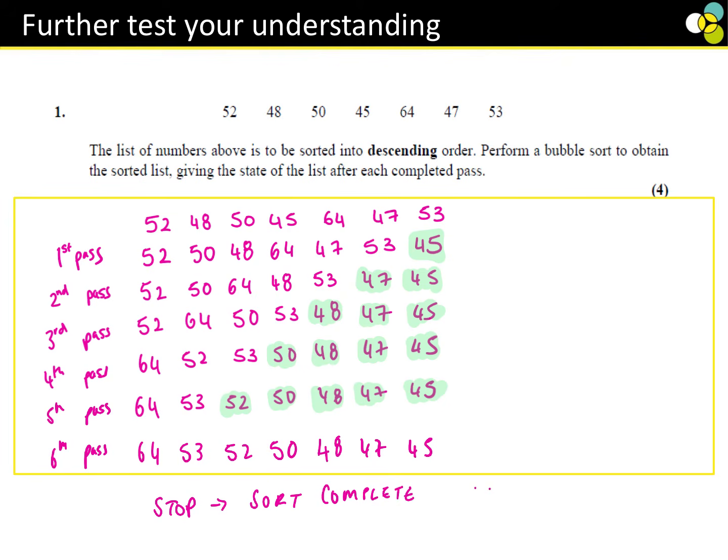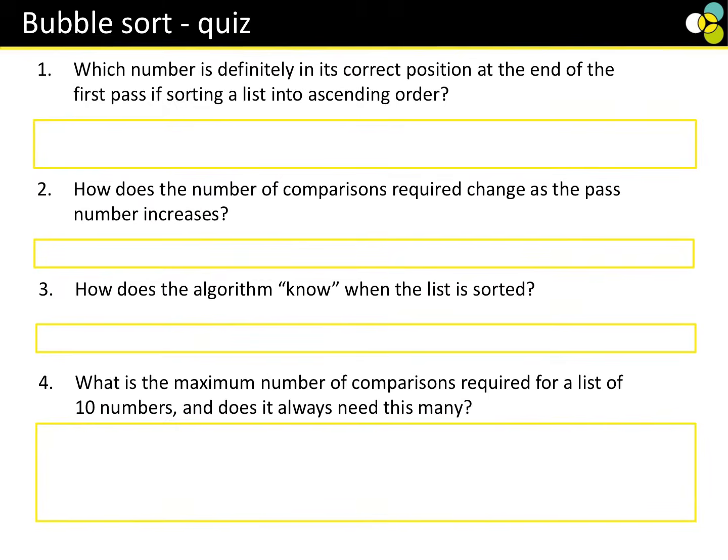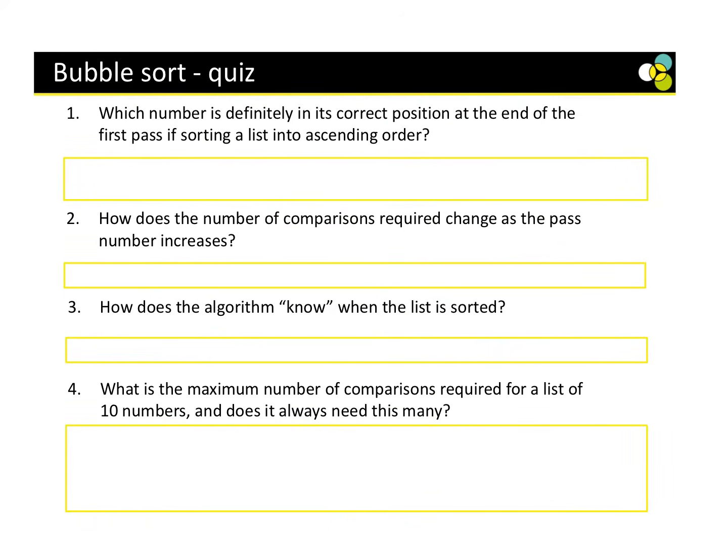Complete. Woohoo! Give yourself 4 marks. Okay, so here we have a quick bubble sort quiz. There's 4 questions. I need 4 answers. You've got 4 minutes. Off you go.